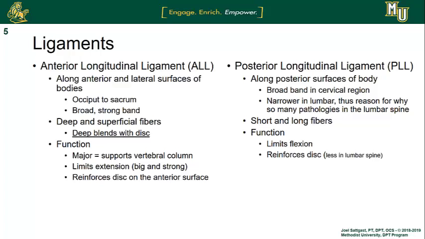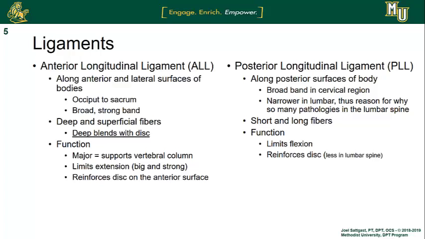However, in a moment you'll see a visual where the posterior longitudinal ligament, while it is the counterpart of the anterior longitudinal ligament and also runs from the cervical region down to the lumbar region, the length of the spine, is far narrower in the lumbar. And this is one of the reasons why so many pathologies are purported to exist in the lumbar spine, because they lack that extra degree of static reinforcement.